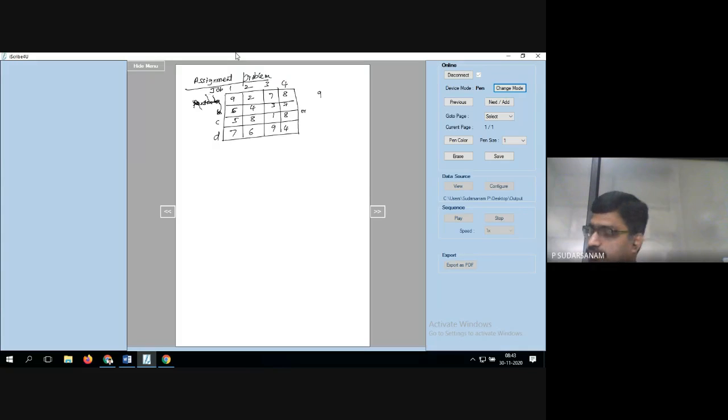9278, 6437, 5818, 7694. They'll give the matrix like this also. So whatever it may be, if they ask you the question, solve the assignment problem using the branch and bound technique.